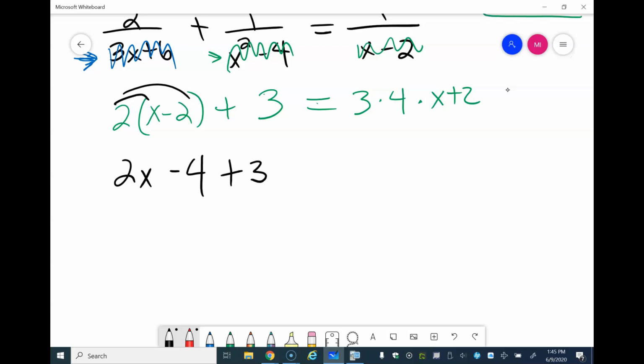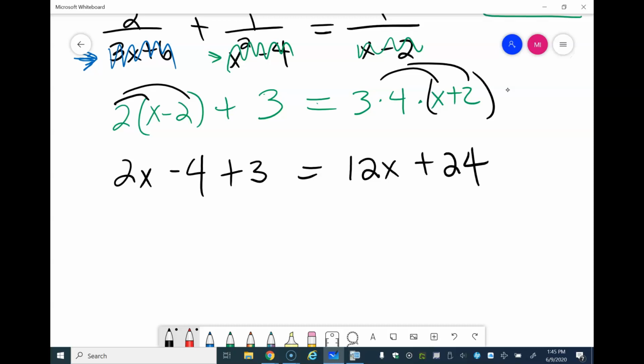Plus 3 is equal to 3 times 4 is 12. And remember, I'm going to multiply that 12 inside of both. That's going to be 12x plus 24. So combine like terms here, I'm going to have 2x minus 1 is equal to 12x plus 24.